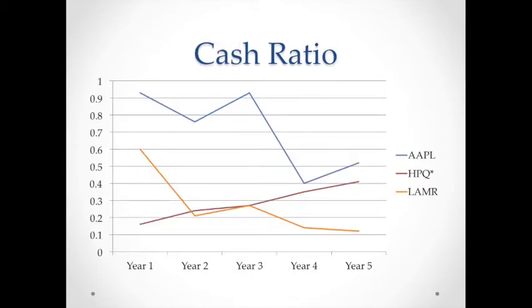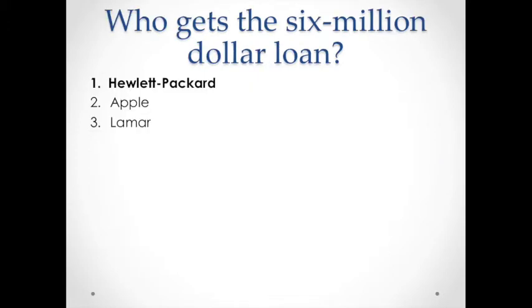Upon observing the cash ratios, we can see that HP is once again the most favorable option. The cash ratio isn't very different from the quick ratio that we just looked at, and it's looking as though HP will be our option to give the loan to. If I were the small bank in Hammond, I would give the $6 million loan to Hewlett-Packard. In second place, I would give it to Apple, and third, Lamar.